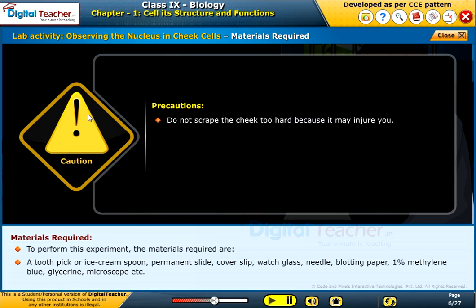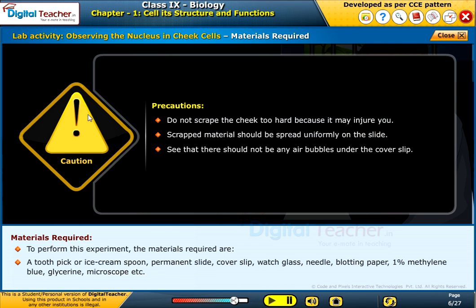Precautions. Do not scrape the cheek too hard because it may injure you. Scraped material should be spread uniformly on the slide. See that there should not be any air bubbles under the cover slip. Excess stains should be drained off on the permanent slide.